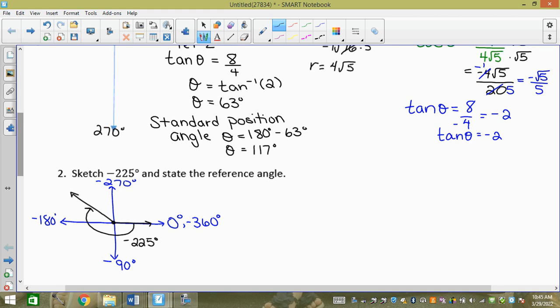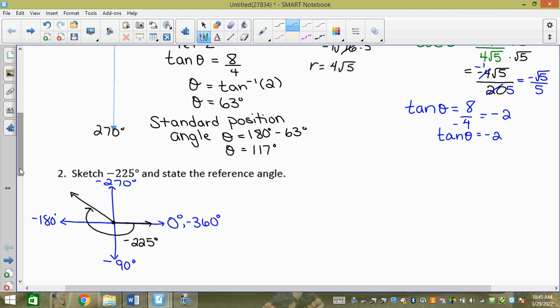Now my reference angle is always positive. It's a positive angle between 0 and 90. It's an acute angle. Okay? In this case, and it's always between the x-axis and the terminal arm, correct? Not the y. Yes. So what is my reference angle here?